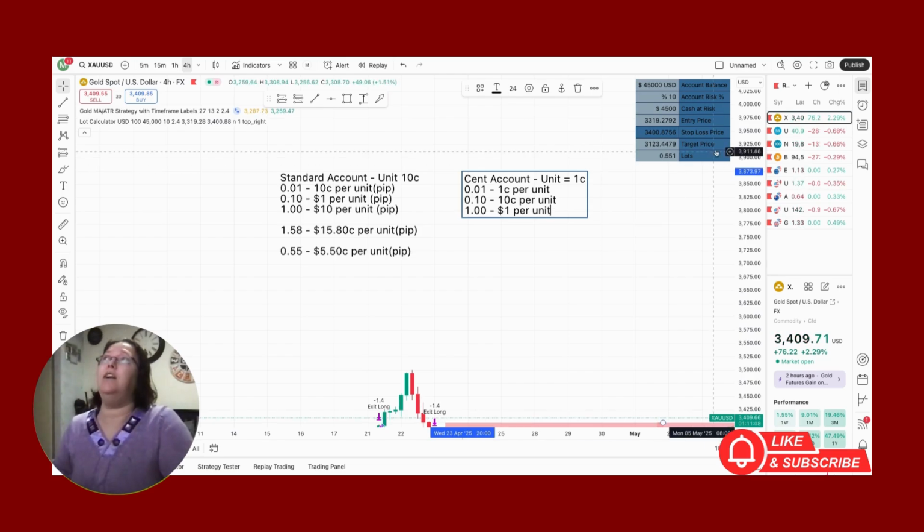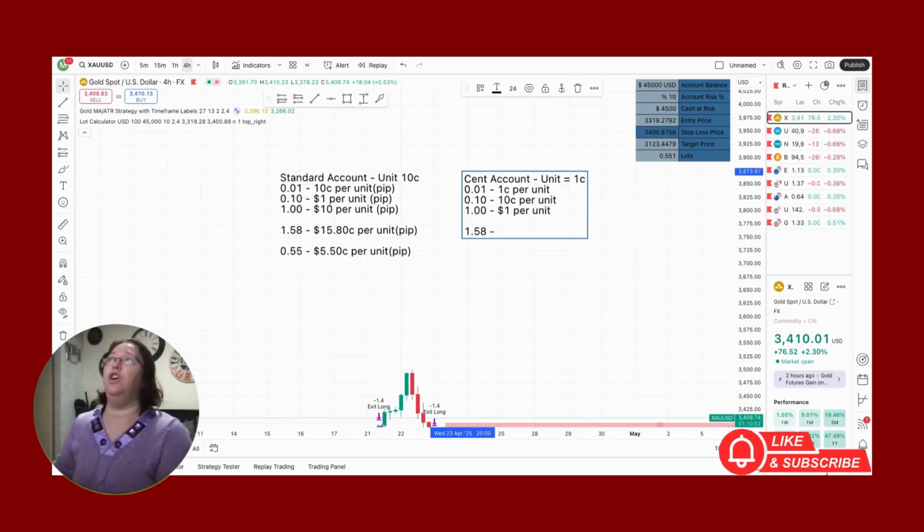Now look at the difference. So if you have $100 in this account, look at the leverage that you have. So let's have a look at if you use that same lot size that we are using. So let's say you use a 1.58. How much money are you risking on that trade? So if it's a one, it means it's $1. So technically this is what you're risking: $1 and 58 cents. That's what you're risking.